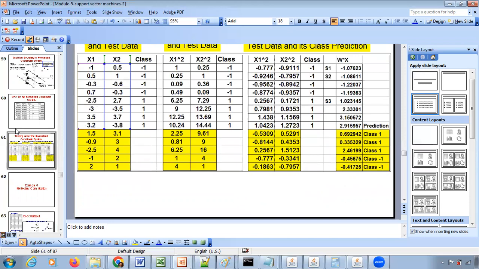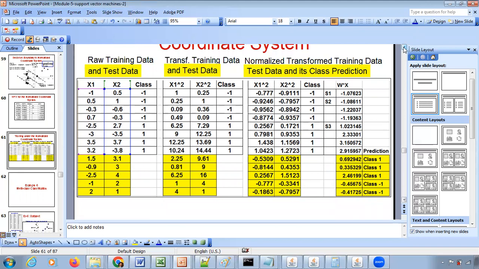So you first transform the test case feature values, also using the same kernel function, and then normalize that test data using the same mean and standard deviation as used for the training data set, and then you find the W times X. Okay. So this is about a non-linear data set.